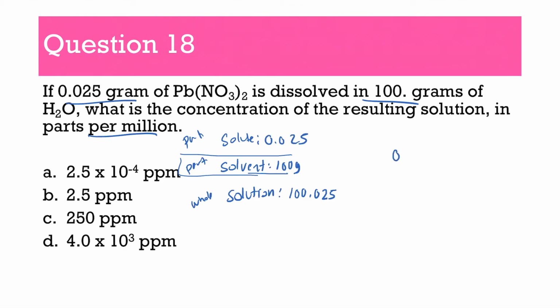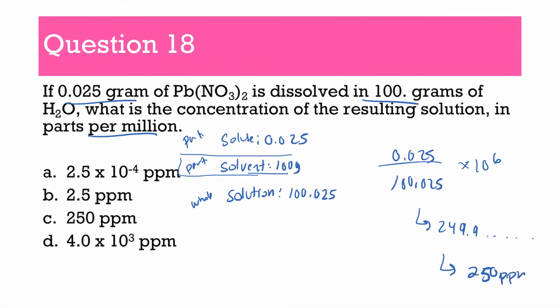Okay, so now we have everything we need. We're going to do our solute, so 0.025 divided by 100.025. Again, in this specific question, if you forget to do that, not the end of the world, but there are other questions where it is very, very important that you do that. When you plug all this in, you get 249.9 and so on. If we're using significant figures, that is 250 ppm, which is answer choice C.